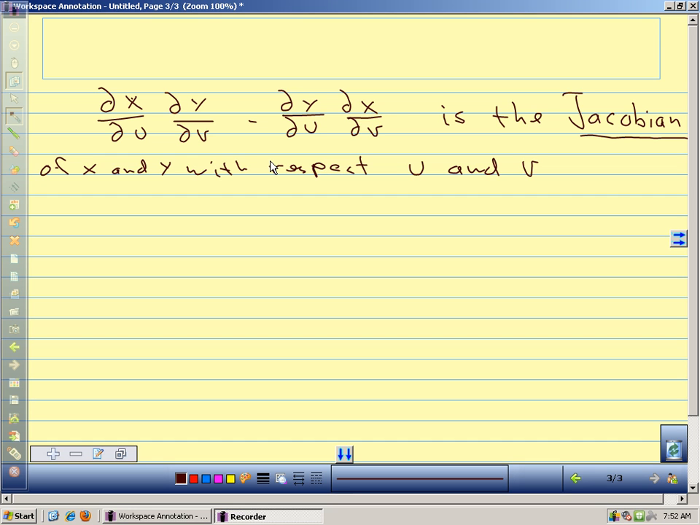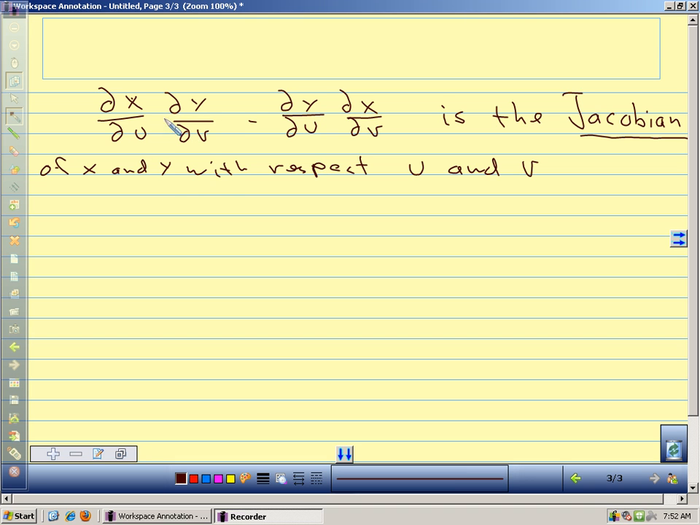And what do we use to simplify evaluating a cross product? What kind of notation do we use? What arrangement do we put them in? A matrix. So this is like a determinant.